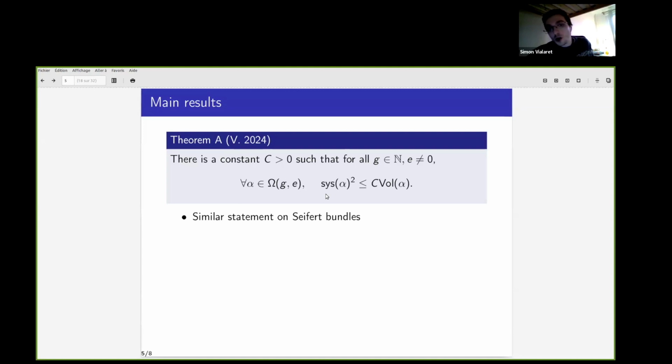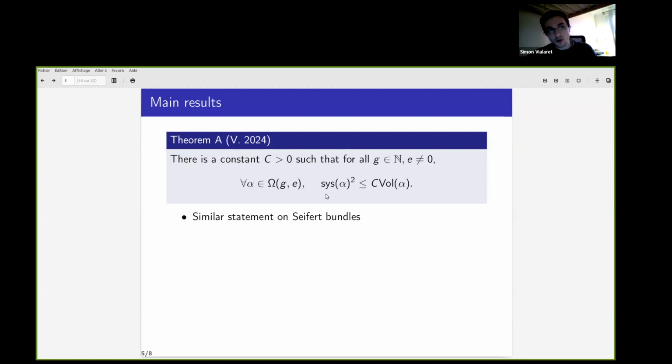We can allow almost free S1 action, meaning that we can allow the presence of a finite number of singular orbits, so a finite number of orbits with finite but non-trivial stabilizer. And the family of manifolds that you get are Seifert bundles. And we get a similar statement for Seifert bundles with non-zero Euler number.